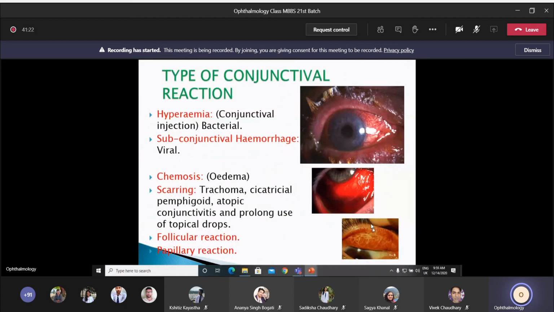You can see the hand here. So the upper eyelid is everted, and you see the upper palpebral conjunctiva, where you see some amount of scarring, which is usually seen in trachoma or cicatricial pemphigoid, and sometimes prolonged use of topical drops. Other types of conjunctival reaction are follicular reaction and papillary reaction. I'll be dealing with these individual reactions.